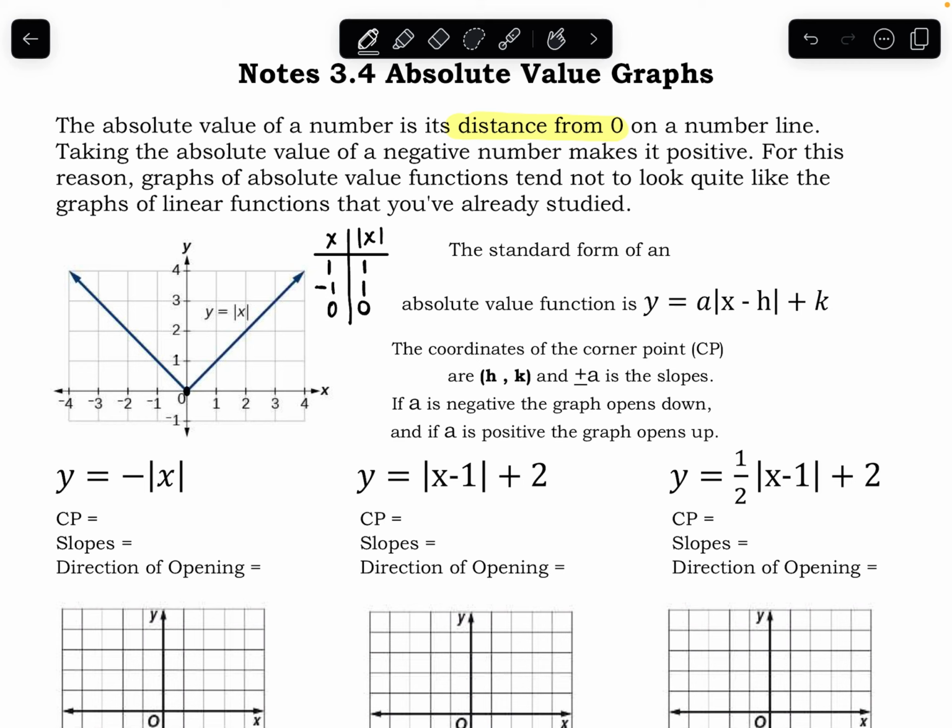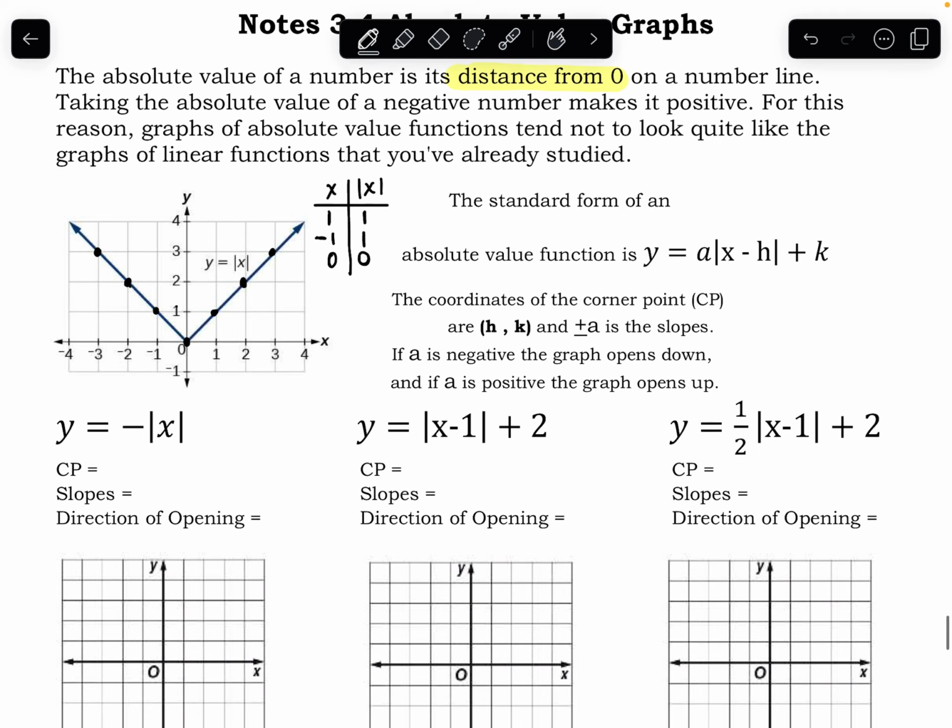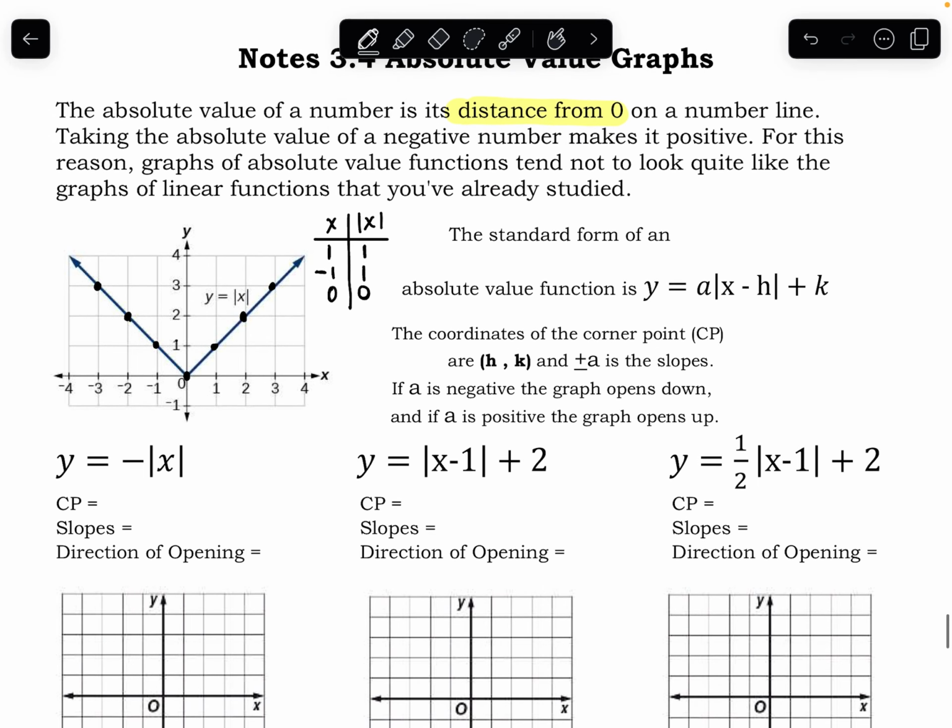And so when we're graphing this, we have the points 0, 0, 1, 1, -1, 1. And so because when you take the absolute value of a negative number, it becomes positive, so the absolute value of -2 would be +2, absolute value of -3 would be +3. It makes this V shape. And so all absolute value functions have this V shape.